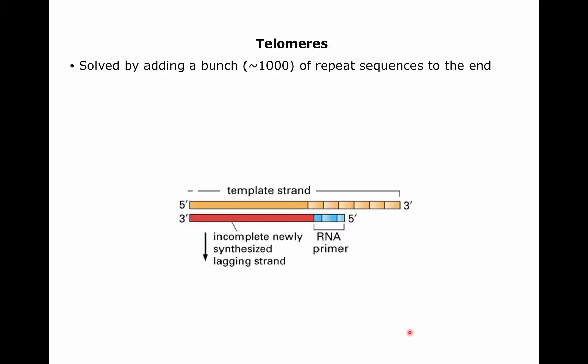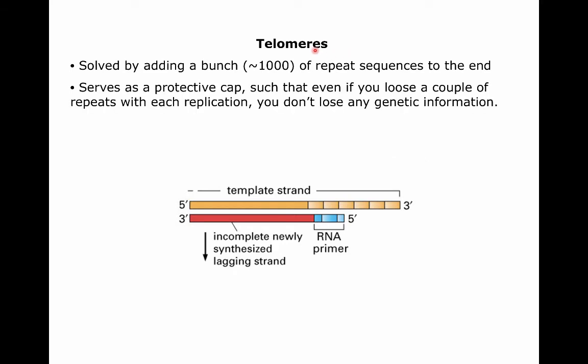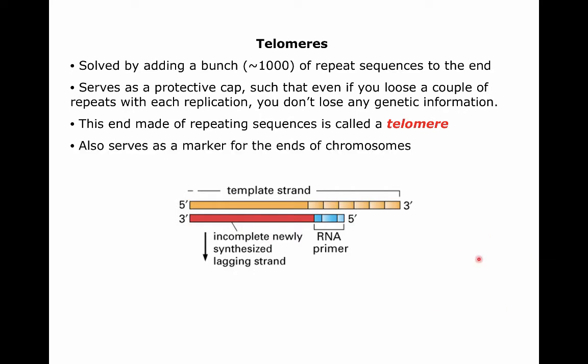And so that's solved by adding a bunch of repeats to the ends of chromosomes. So these little boxes are repeated sequences. And the end of a chromosome that has all these repeats is called a telomere. So that serves as a protective cap, such that even if you lose a couple repeats at the end, it doesn't matter because the information is still protected. And so the end of the chromosome is called a telomere that has those repeats.